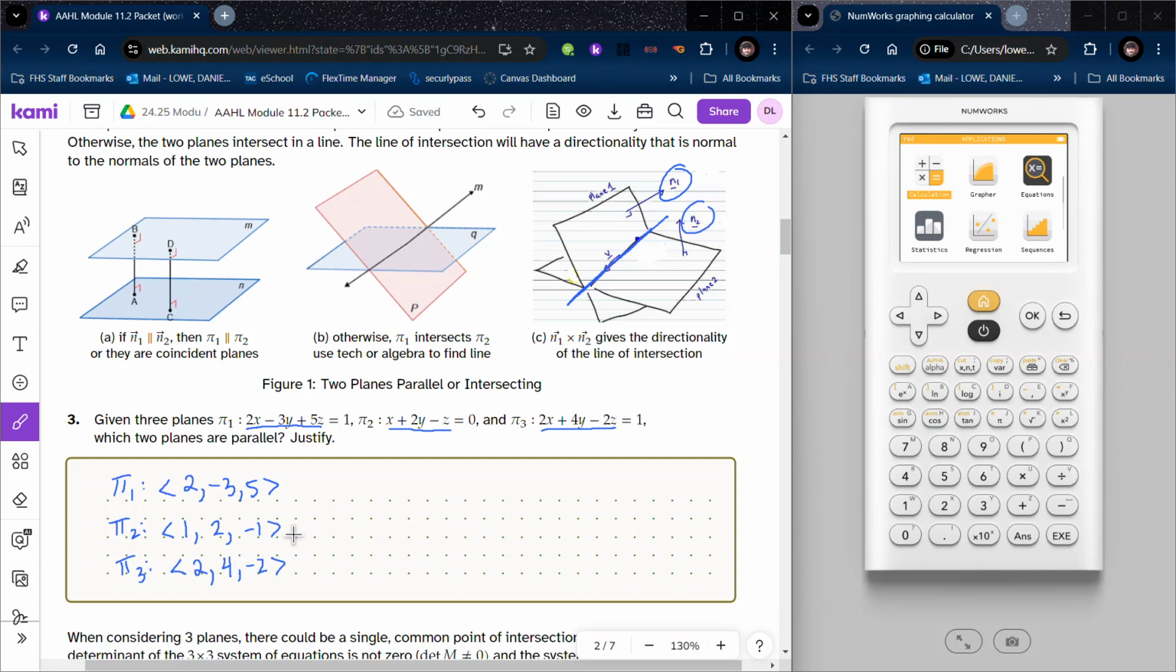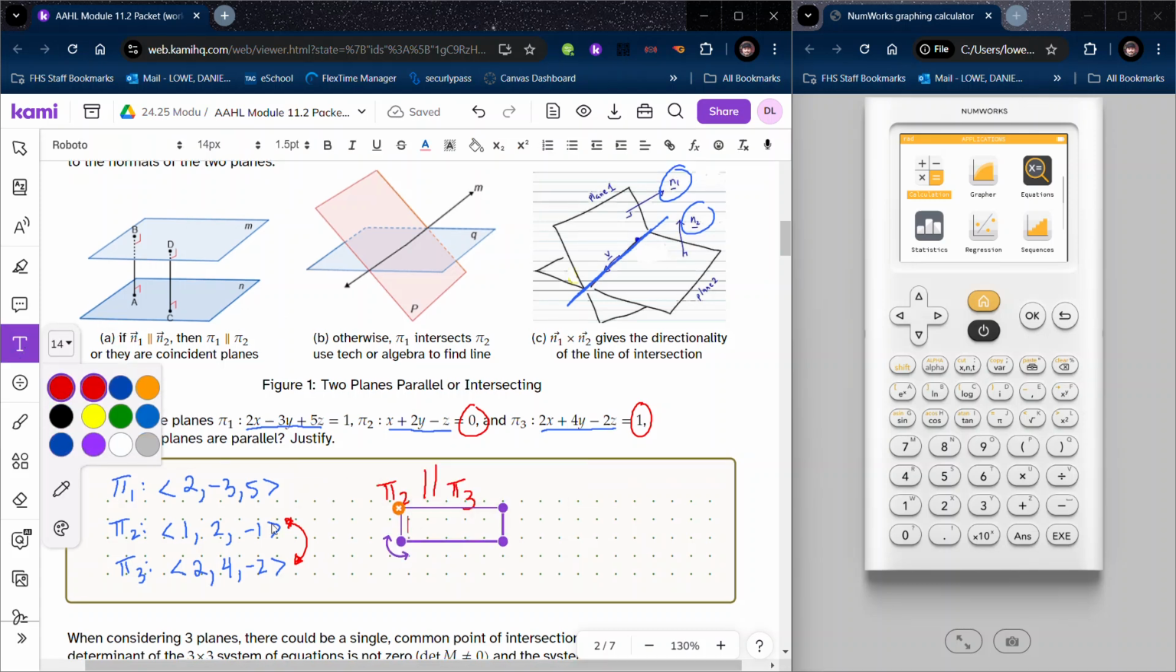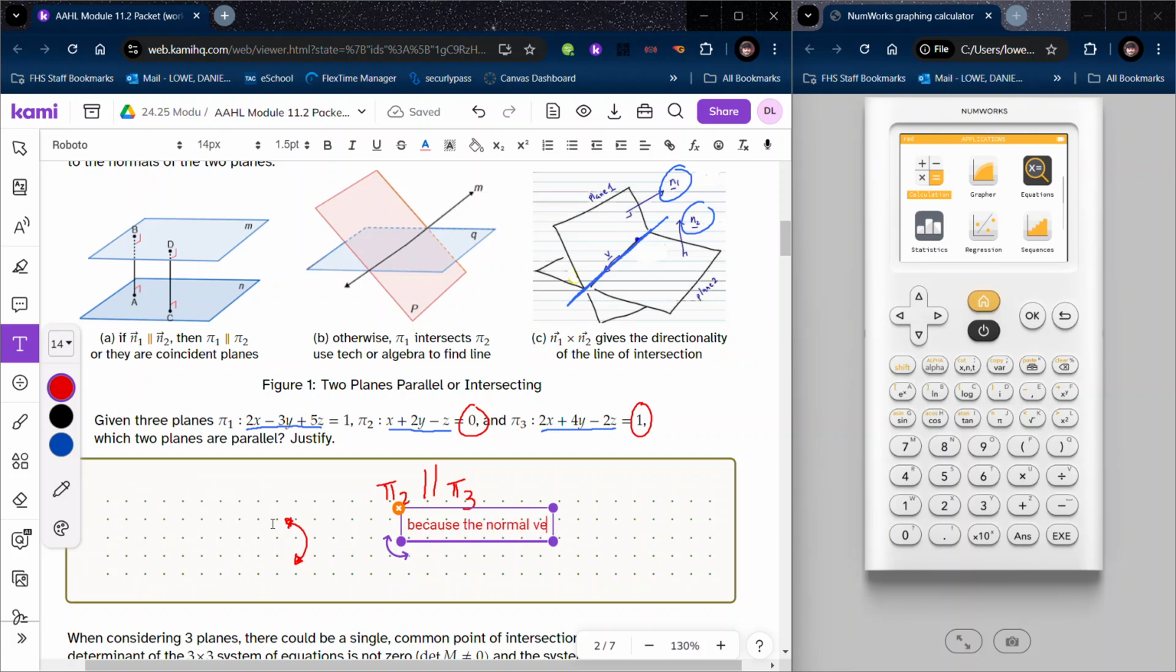Because the directionalities of these two planes are scalar multiples, and the constant is not a scalar multiple, we know that plane 2 is parallel to plane 3. And our justification is that the normal vectors are scalar multiples of each other.